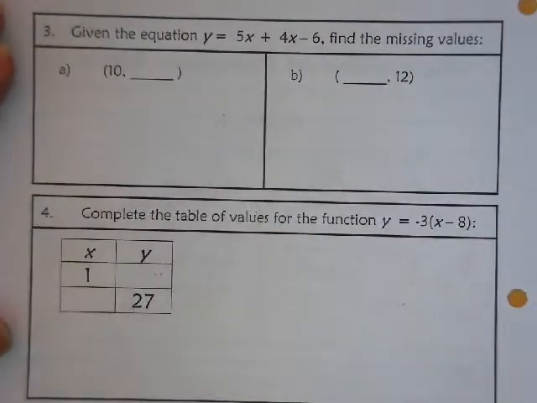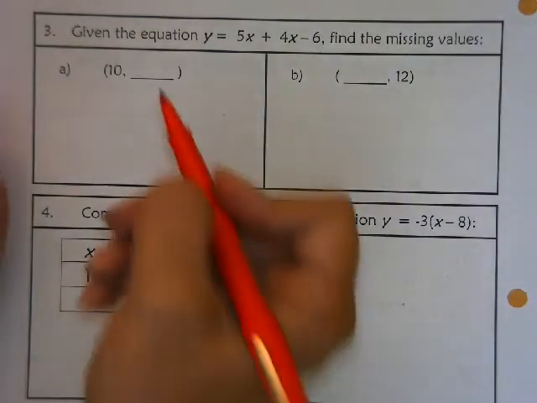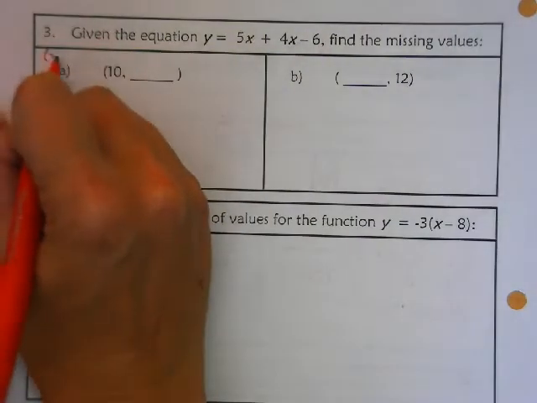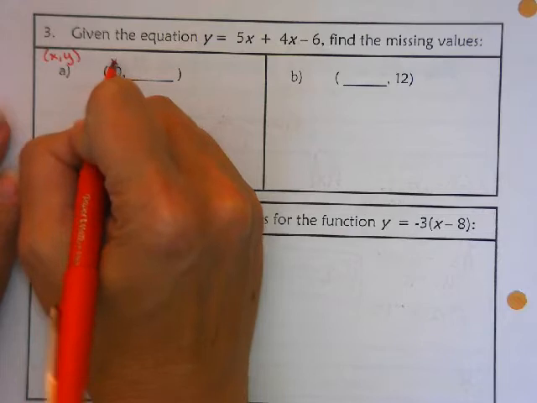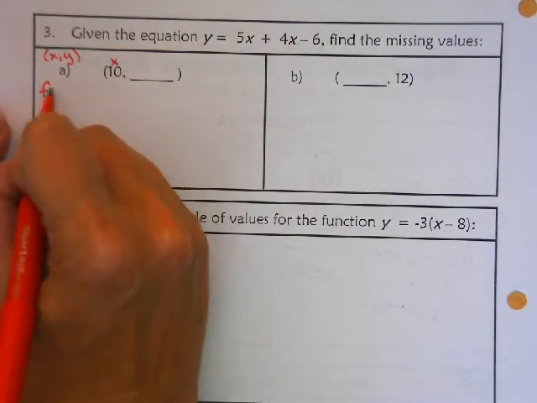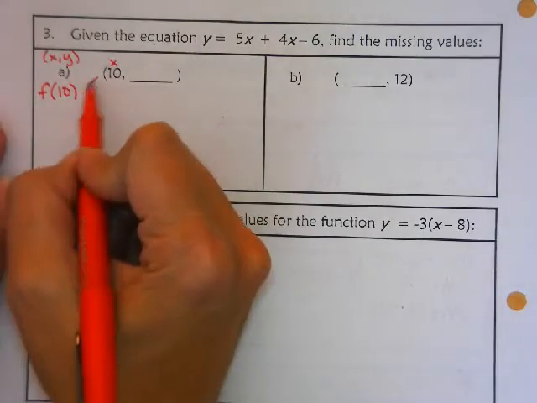Okay. Now, oh look. Now it is a coordinate. Look at this. Remember, our coordinates go x, y, right? So this is saying x is 10. Guys, this is another way to write f of 10. It is the same thing. Do you see that?